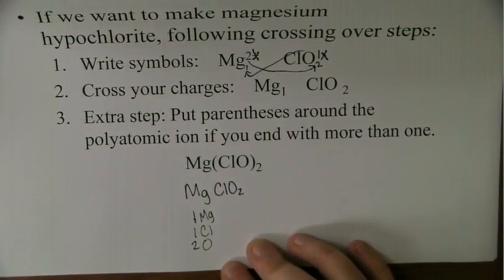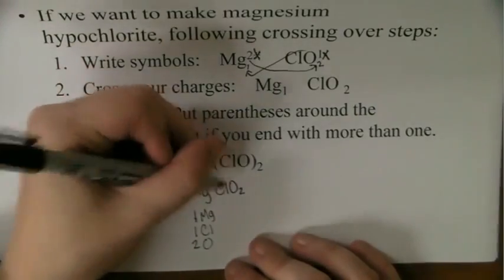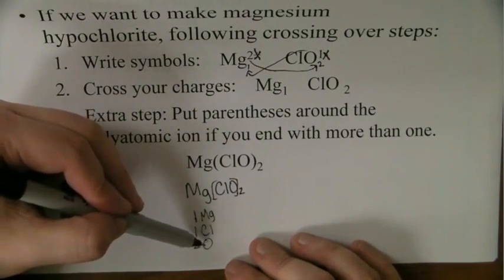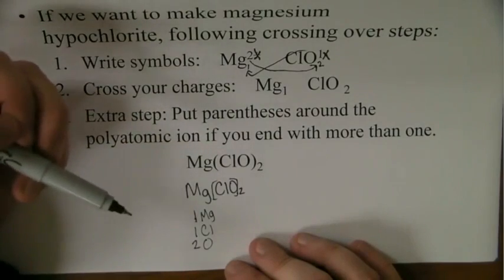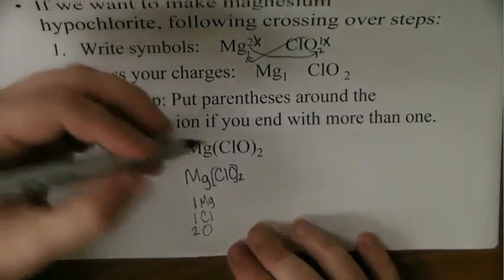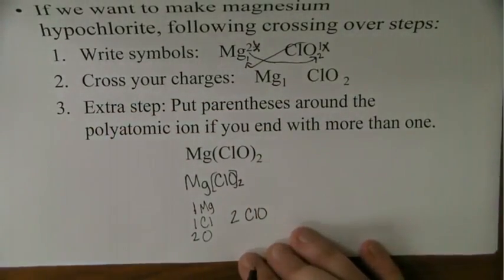And if I were there, I would say, hey, what's the problem with that? And most of you would just give me that look like, I don't know. And then maybe a couple of you might catch on and say, well, if this travels as a pack, as a single unit, that 2 can't just apply to the oxygen. It has to apply to the entire polyatomic ion. It's not that we have 1 chlorine and 2 oxygen now. It's that we have 2 ClO ions. 2 of these, they have to travel together.